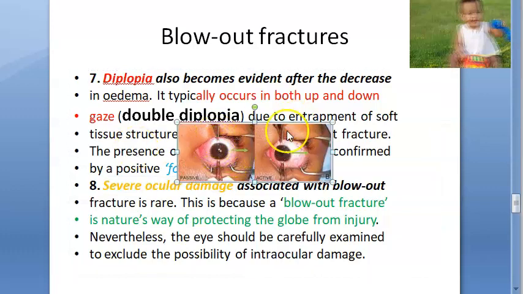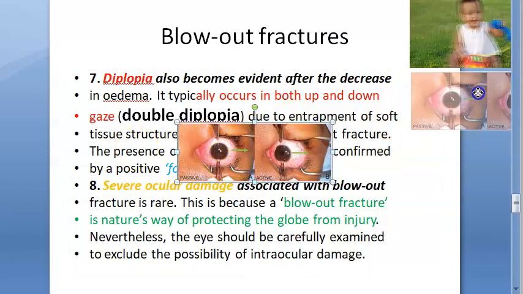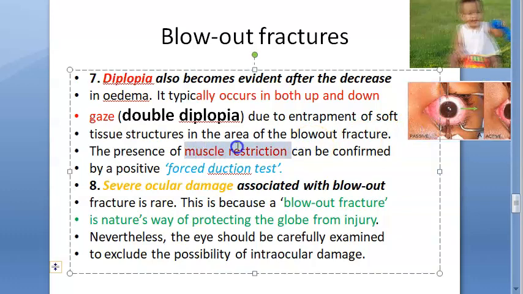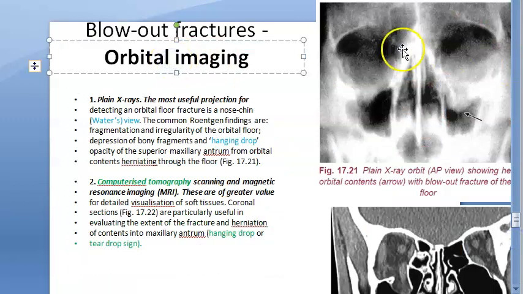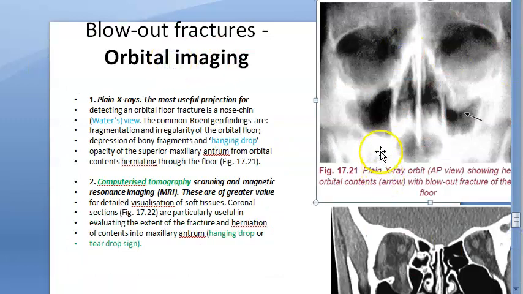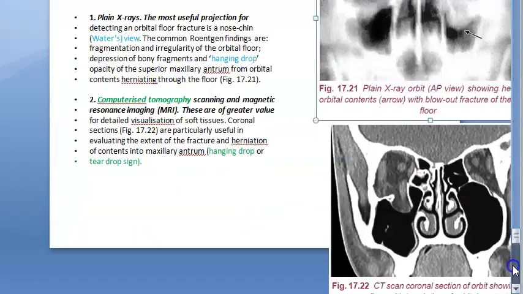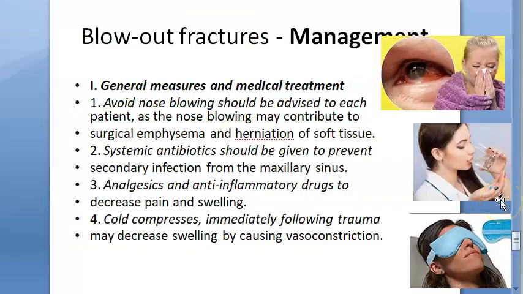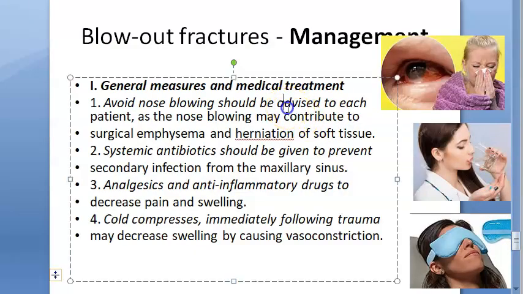So this is the forced duction test. They will try to move the eyeball, and if it doesn't move, that means muscle restriction is there. Severe ocular damage is usually not associated because a blowout fracture is a way of keeping the eyeball safe. Imaging: X-ray, CT scan, MRI, you will see the hanging drop or teardrop sign. What is that? The herniation of the orbital contents into the maxillary antrum.